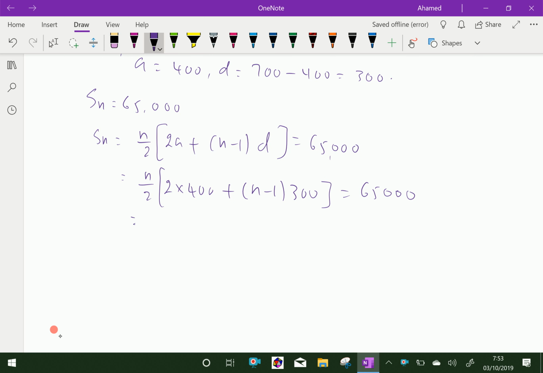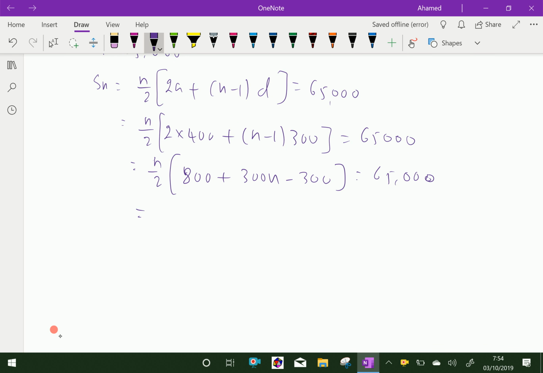Now, N by 2 into 800 plus 300 N minus 300 equal to 65,000. Now, multiplying throughout by N by 2: 800 divided by 2 is 400, so 400N plus 300 divided by 2 is 150, N into N is N square, minus 150N, equal to 65,000.